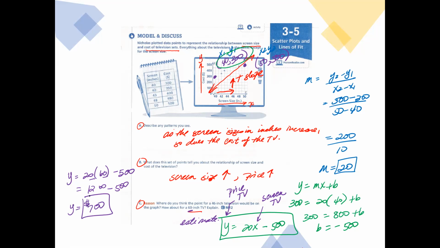So does that make sense? We'll take a look at the chart. If a 50-inch screen TV is $500, then a 60-inch TV is estimated to be around $700. Well, that sounds about right. It makes sense. So why don't you go ahead and pause the video and try the 46-inch TV and see how much that will cost.